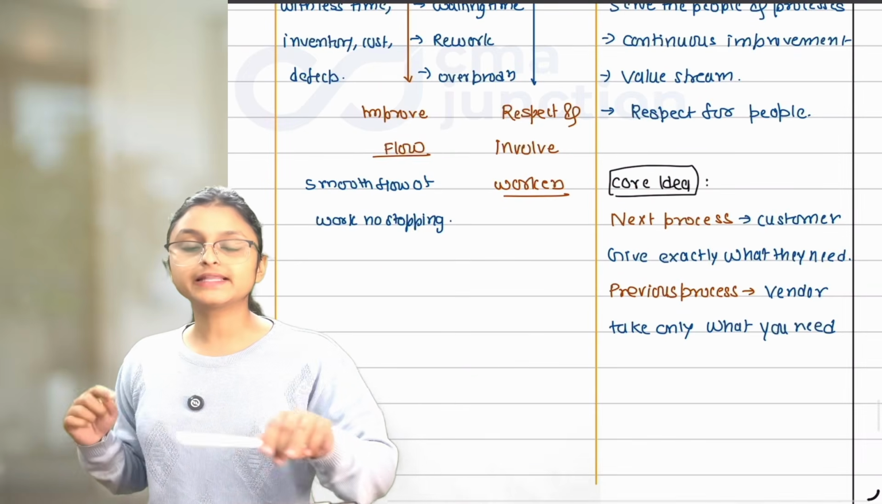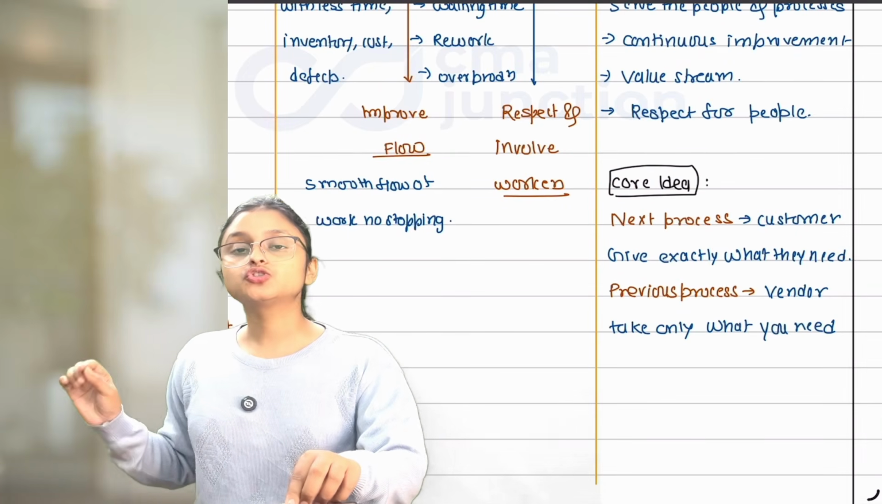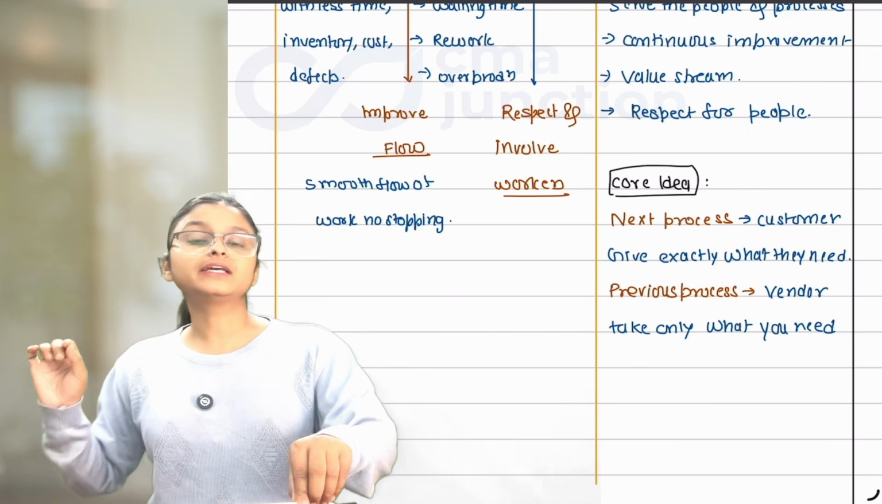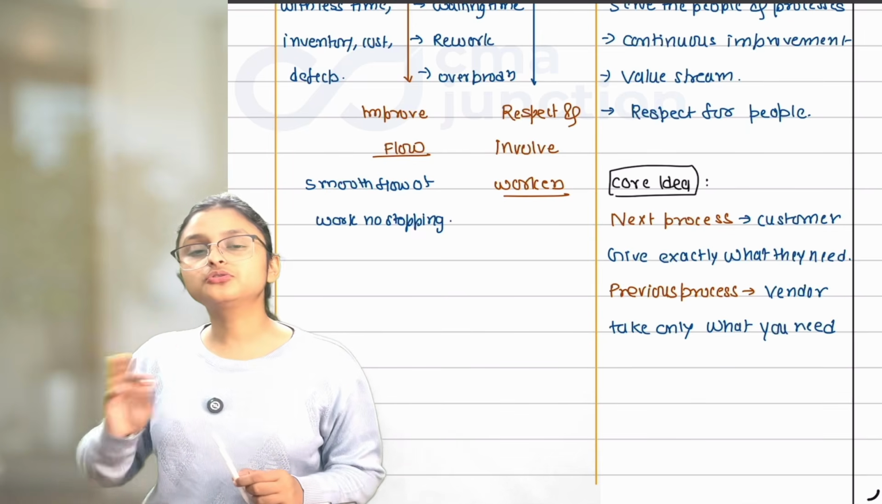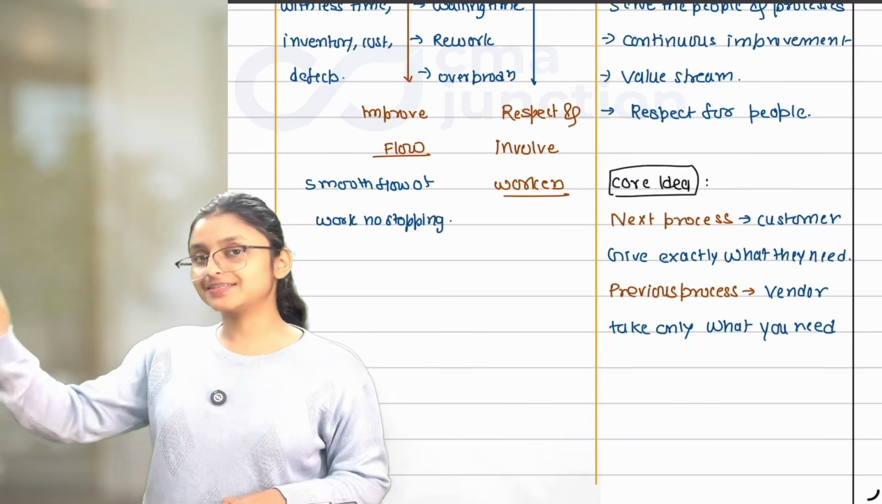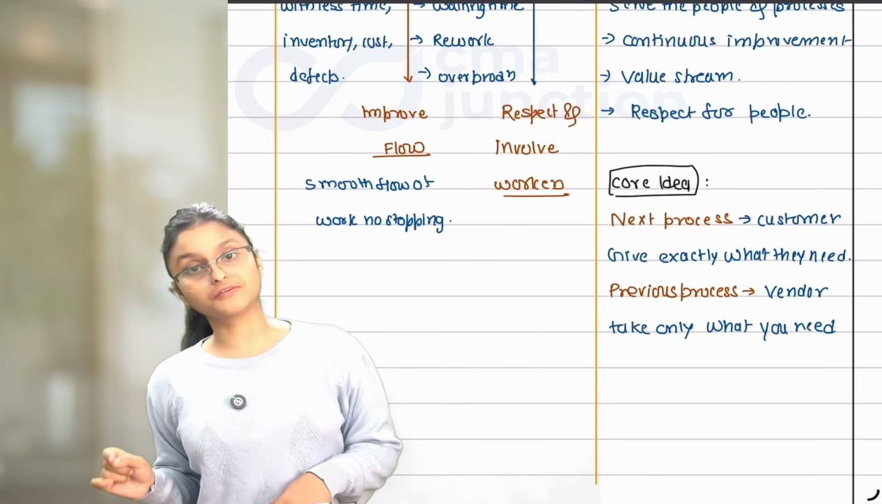Next, the core idea is that the next process is your customer. So give them exactly what they want. No need to change anything. Exact features as our next process wants, we need to deliver that.